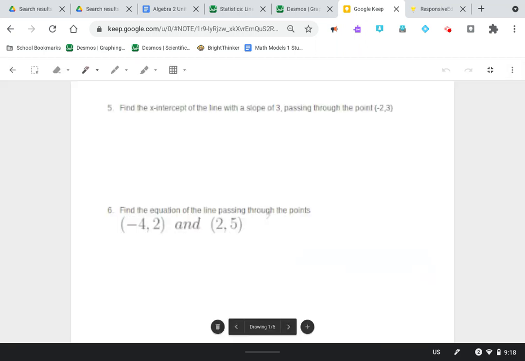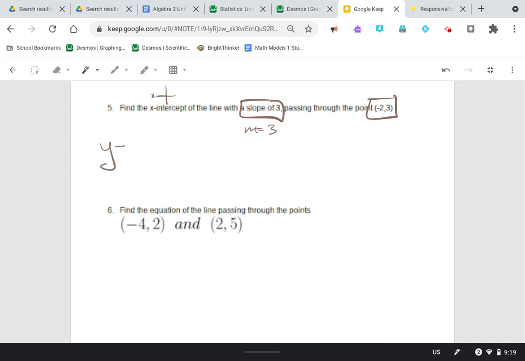More of the same. Find the x-intercept of the line with the slope of 3, passing through the point negative 2, comma 3. Okay, so we're gonna find the equation of this line, and then we're going to graph it, and then we're gonna find the x-intercept that way. Remember, the x-intercept is talking about where it crosses the x-axis. So we have a slope of 3. That's m equals 3, and we have a point. So we're gonna do the point-slope formula. Y minus y1 is 3 equals 3, which is the slope, x minus negative 2. We'll deal with that in a second.